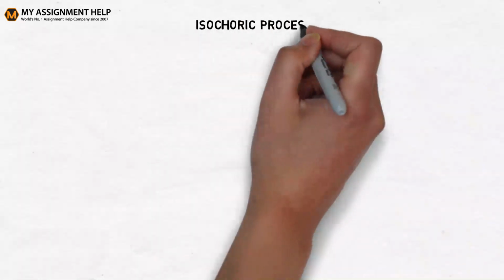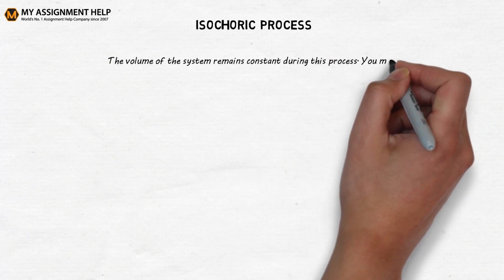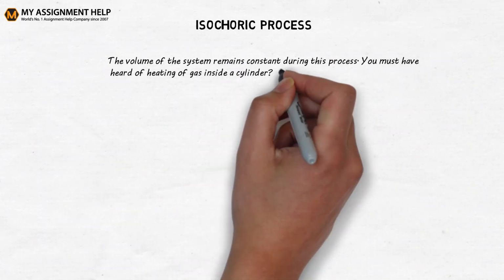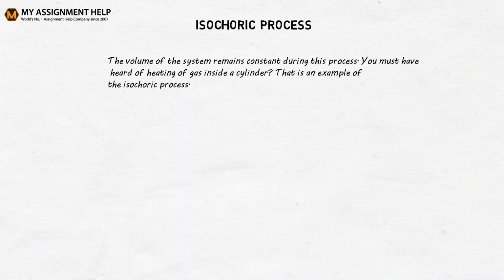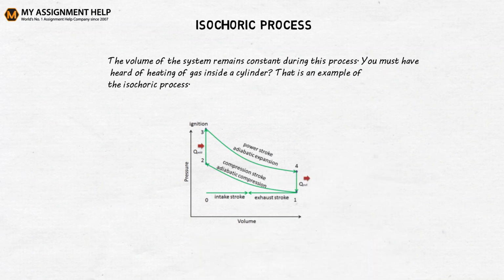Isochoric process. The volume of the system remains constant during this process. You must have heard of heating of gas inside a cylinder? That is an example of the isochoric process. Here's the crux. The processes 2 to 3 and 4 to 1 are isochoric processes. Although no work is done on the systems, the heat gets transferred from the system 2 to 3 to the system 4 to 1. Take note that the isochoric process 2 to 3 is supposed to represent the ignition of the fuel-air mixture and the subsequent process of rapid burning.